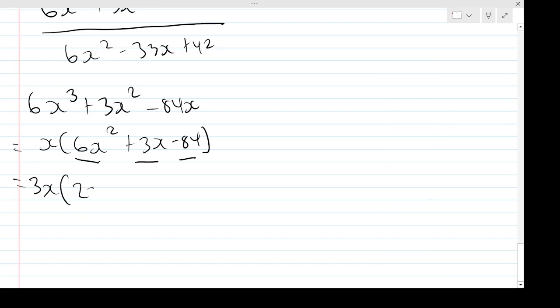Well, that'd be 2x squared, right? Plus x minus, then 84 divided by 3 again is 28. And there we are. Cool. So then I can't factorise immediately. I can't spot any common factors. So I'm going to need to factorise the quadratic, right, if I can. So let's write the quadratic part and see if we can factorise this bit.